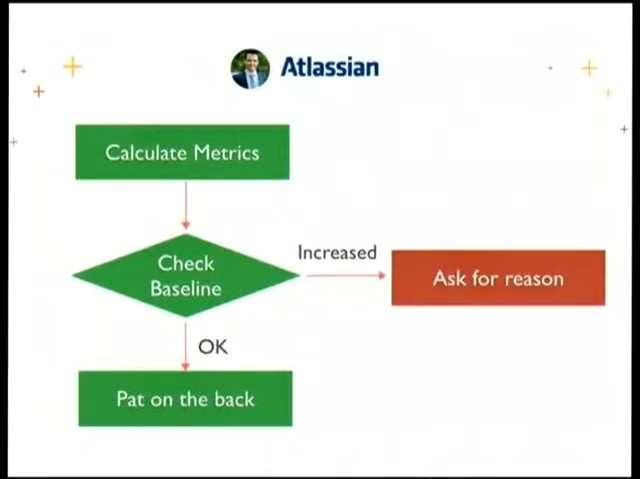And then locally, we have this kind of workflow. So I can calculate the metrics locally. I can check the baseline just like in CI. But the difference is if it's increased, then I can ask for a reason to be able to add an exception to the rule. And then otherwise, we pat them on the back and say, hey, good job. Make sure you push your stuff.